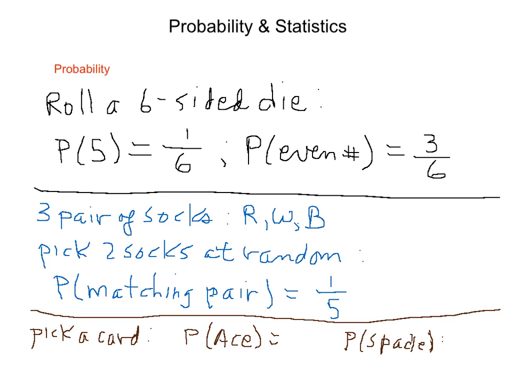And finally, let's look at the case where you pick a card from a deck of 52 cards. The probability that you get an ace. Well, there's 52 cards that you can pick, and out of those 52 cards, there are 4 aces. Probability that you get a spade. Well, same thing. There's 52 cards that you can pick, and exactly 13 of them are spades. So that's basic, simple probability cases.